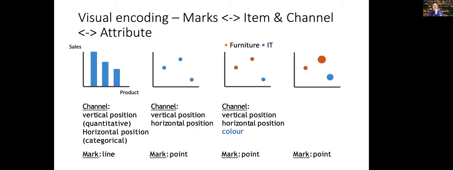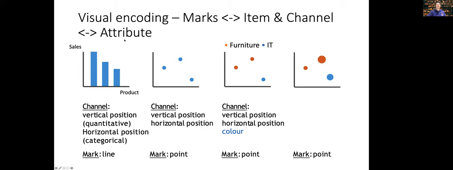So first, items are always represented by the marks, and the marks can be points, lines, or 2D shapes. Any mark represents an item, and each individual mark is an individual item. That's why we know there are three items in the visualization. Here we have three bars, so we know there are three products, if that makes sense.